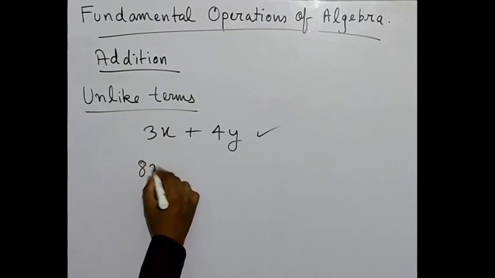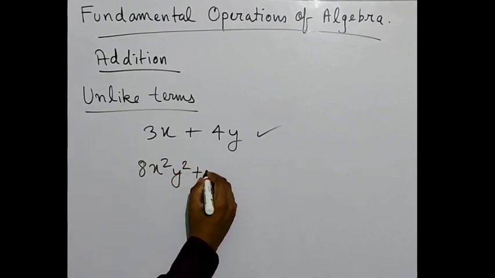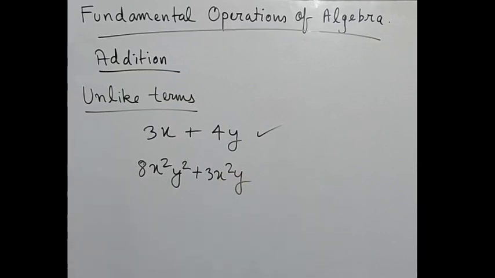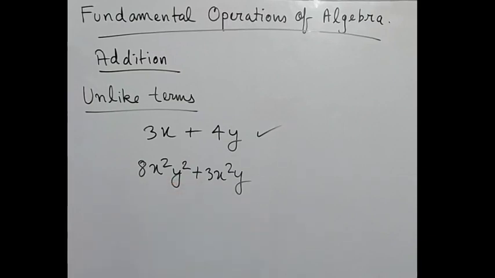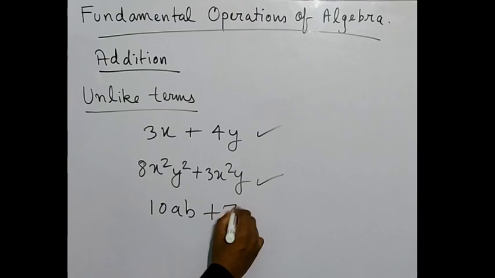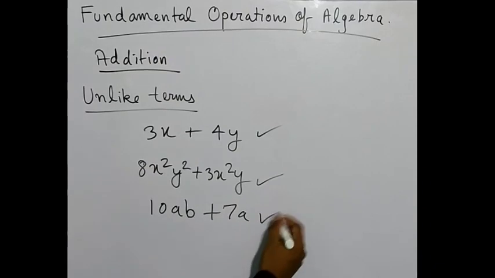Next, if you are to add 8x square y square plus 3x square y, are they like terms? No, they are not like terms. Why? Because here it is y square and here it is y raised to the power 1. So they are unlike terms. So we will leave them like that. They will not be added. This will be the result. 10ab plus 7a. Again we observe they are unlike terms, so it will remain the same. So like terms can be added and even subtracted. Unlike terms cannot be added, cannot be subtracted.